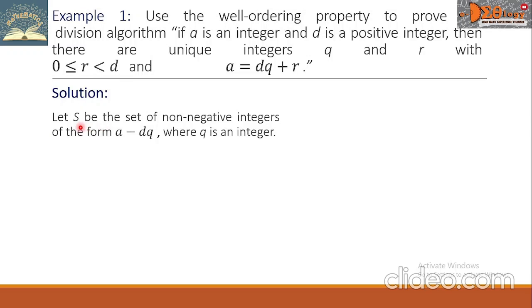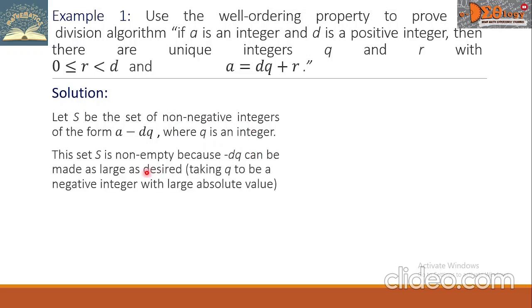We let capital S be the set of non-negative integers of the form a minus dq, where q is an integer. This set S is non-empty because negative dq can be made as large as desired, meaning taking q to be a negative integer with large absolute value.